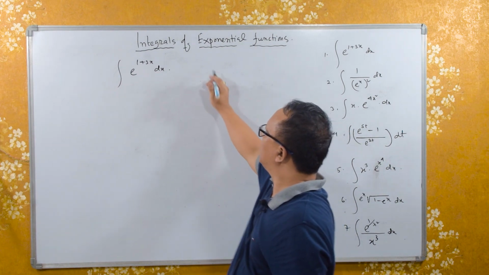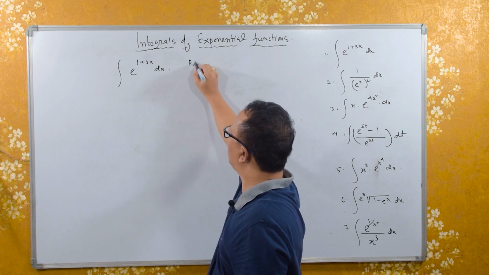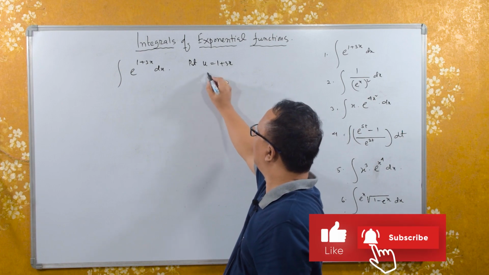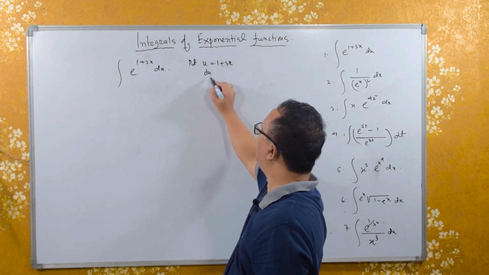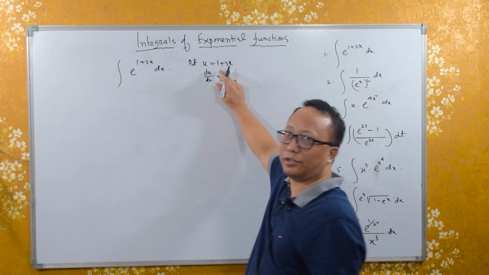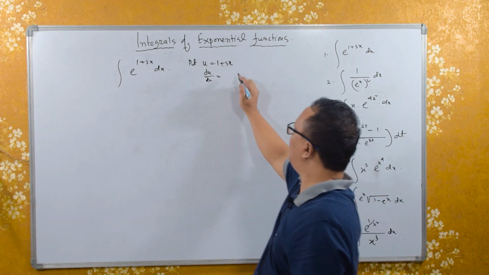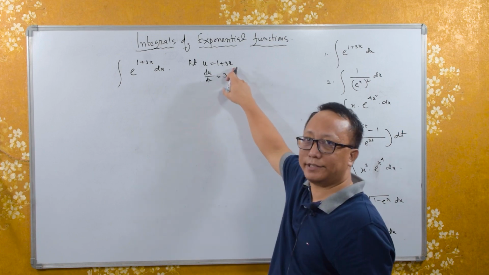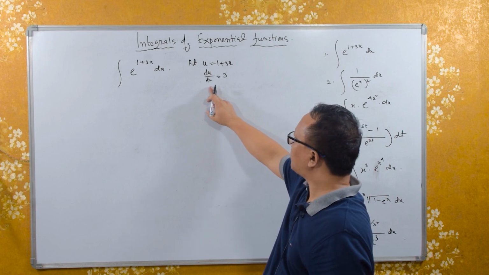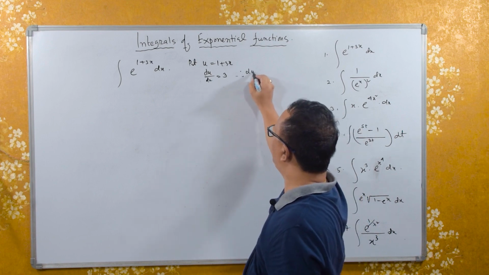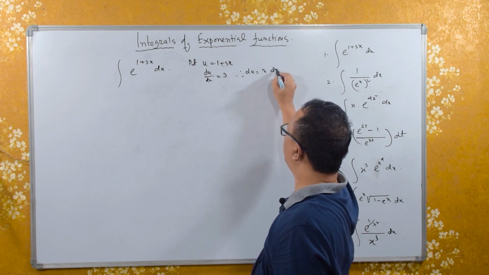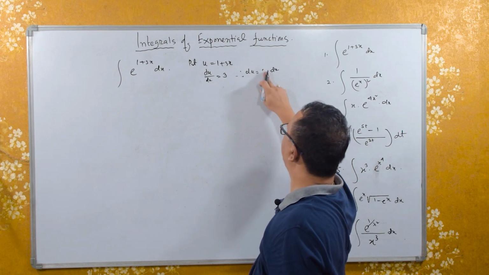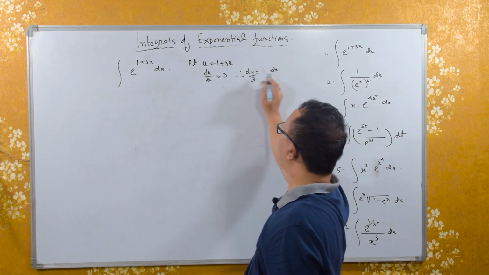Okay, let's put u equals 1 plus 3x. Then du by dx will be, here the differentiation of the constant is 0, plus 3x, so into 3, since d by dx of x is 1. Therefore du will be 3 dx. We need only dx, so I can send 3 over, du by 3 is dx.